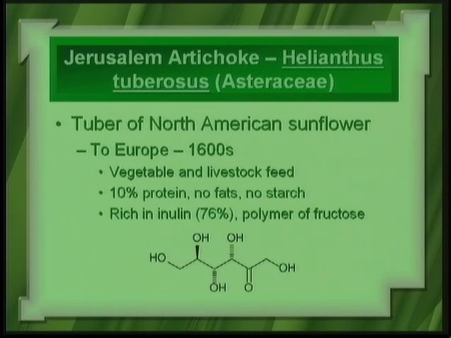Okay, so take a look at this. Here you have a little image of fructose in its open chain form. So it's rich in a substance known as inulin, and this plant is very rich in it. Inulin is a polymer of fructose. But that doesn't have anything to do with starch, because remember, starch is a polymer of glucose, which is a different sugar, yeah?